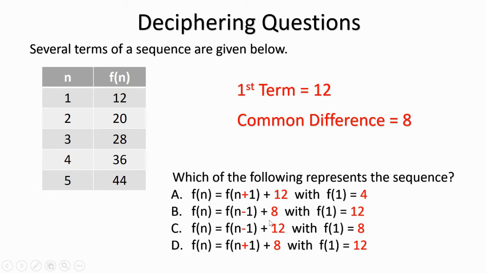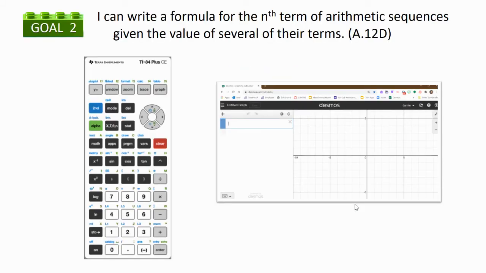Well, they both do. But remember, in the recursive process, you should have a minus here, not a plus. If you have a plus here, it's automatically wrong. So the correct answer is going to be B. It has the right format where we're looking at the previous term, our common difference is 8, and we're starting at 12. So you can just eliminate those questions by using those 2 items.